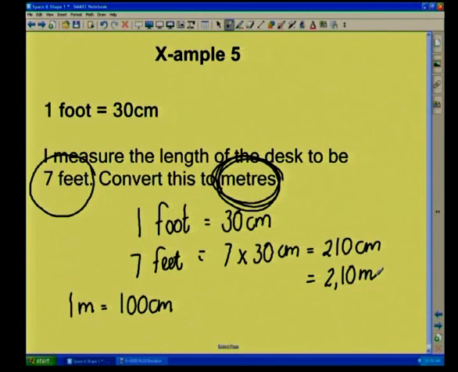Please make sure that you look and see what unit of measurement they have asked your answer to be in, because that is a sure way to lose marks if you don't convert your answer.